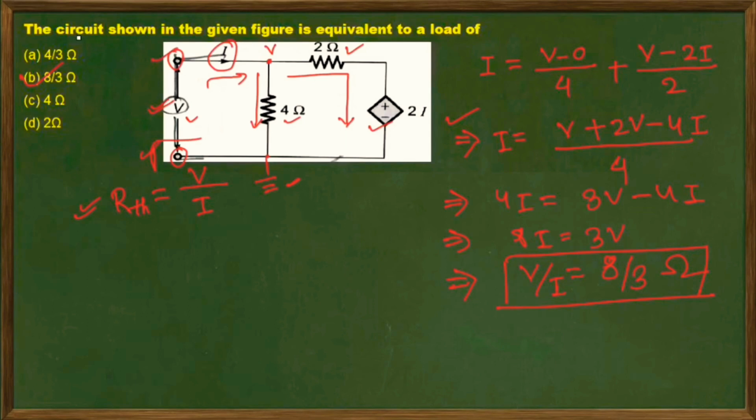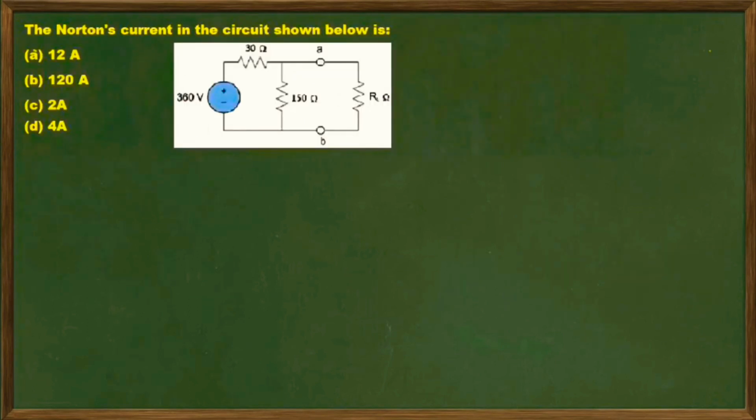Now let's move on to the next question. Here in this question there is a network given and we have to tell what is the Norton's current in the circuit. So Norton's current flowing between the points A and B. As you all know, the Norton's current means the short circuit current. So we have to find how much current is flowing through this shorted path. So this is your Norton's current. Now we have to find what is the value of IN.